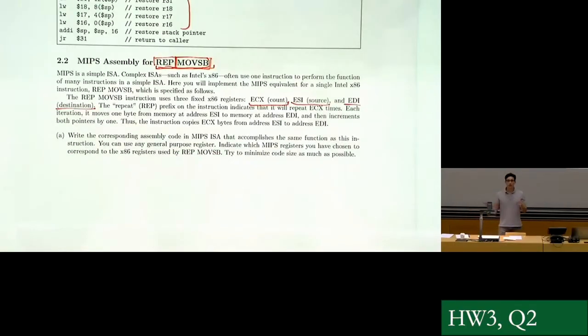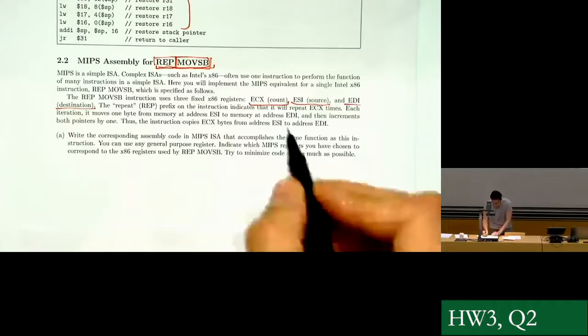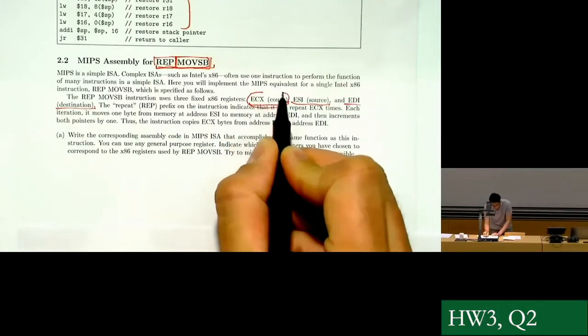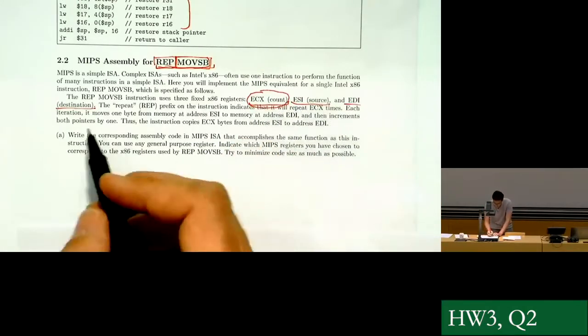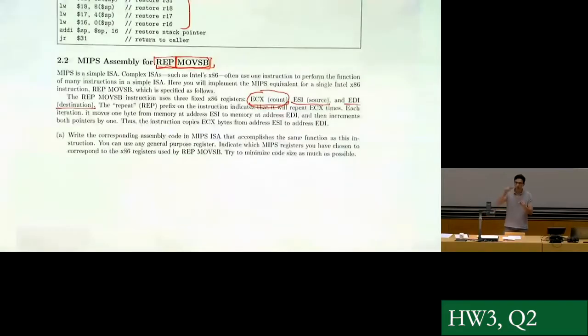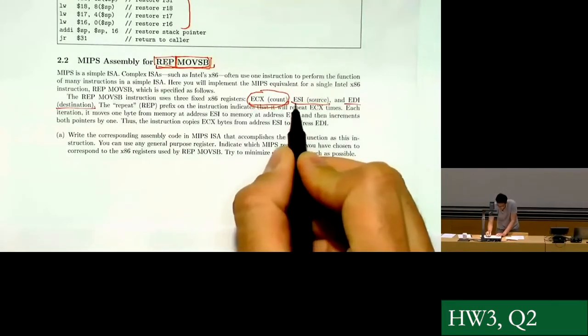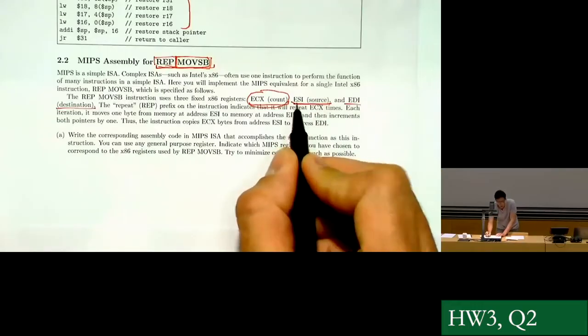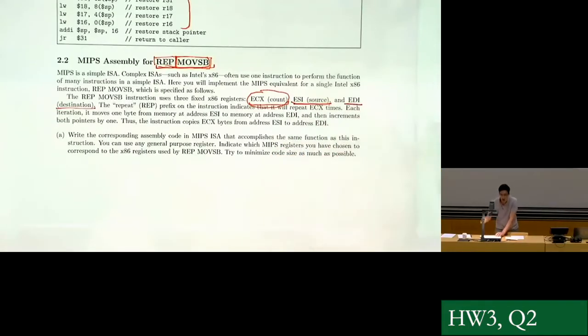This source and destination are 2 pointers to 2 different arrays, and what this operation does is, for several times, and this number of times is the content of this register ECX, copy byte by byte from the source array to the destination array. And after each of these copies, these 2, ESI and EDI, are incremented.